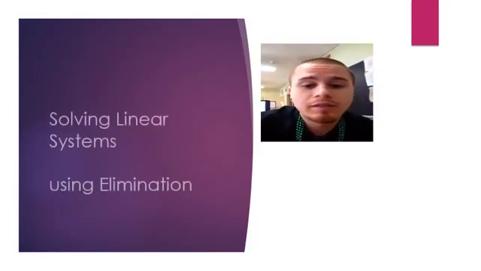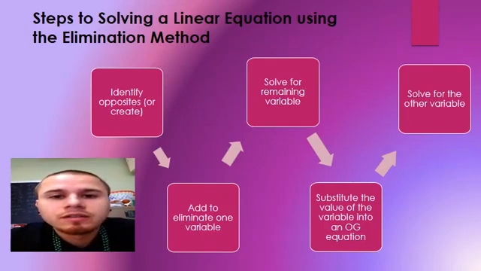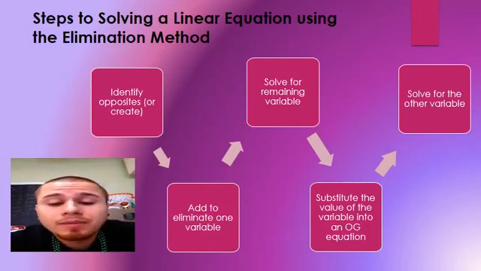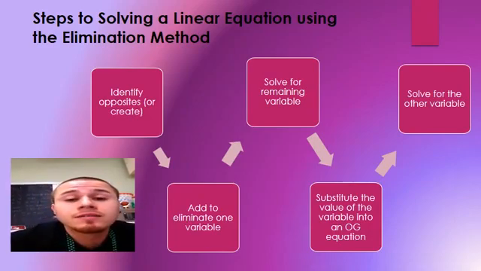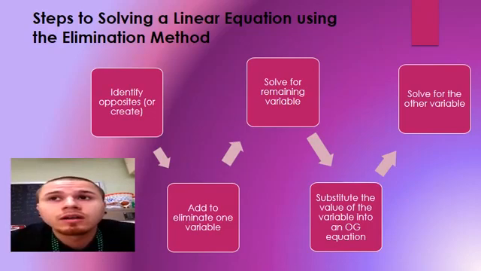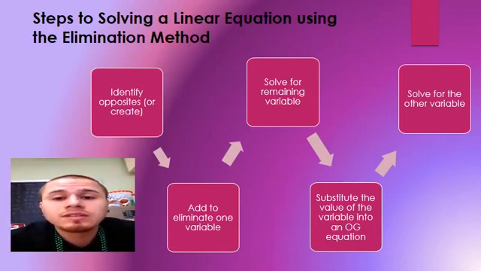Guys, today we're going to be solving linear systems using elimination. The first step, we know, is to look for opposites. So we're looking for a variable that will cancel itself out, so a positive 2x and a negative 2x, or a negative 3y and a positive 3y. Once we get those, we go to step number 2.